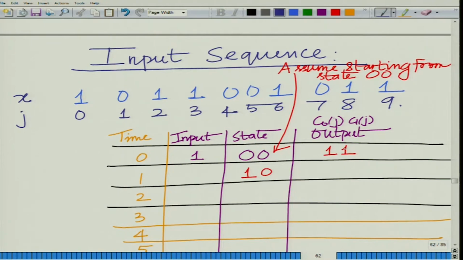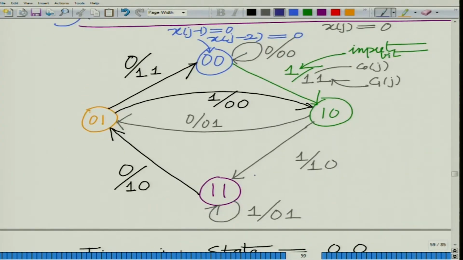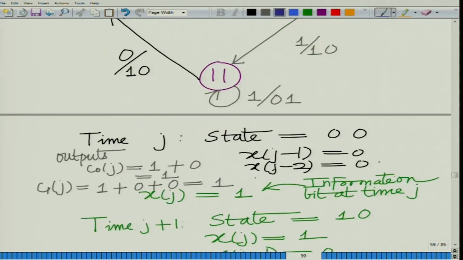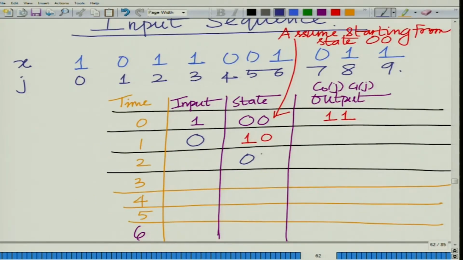Now we get input at time instant 1. At time instant 1, input is 0, state is 1 0. Now let us go back to our state diagram. We are in state 1 0, input is 0, so it transitions to 0 1 and output is also 0 1. So the next state will be 0 1, output will also be 0 1.